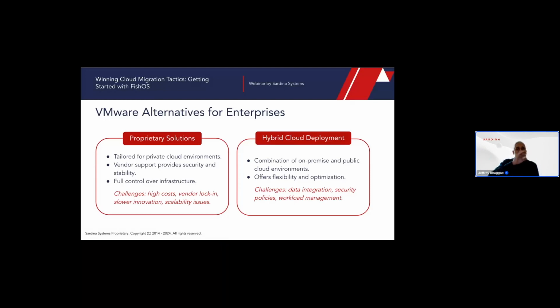Number two, hybrid cloud deployment strategy, combining on-premises infrastructure with public cloud environments. This provides a delicate balance, bringing flexibility and optimization of existing infrastructure. Again, however, challenges may arise in terms of data integration, maintaining consistent security policies, and seamless workload management across both on-premise infrastructure and public cloud environments.